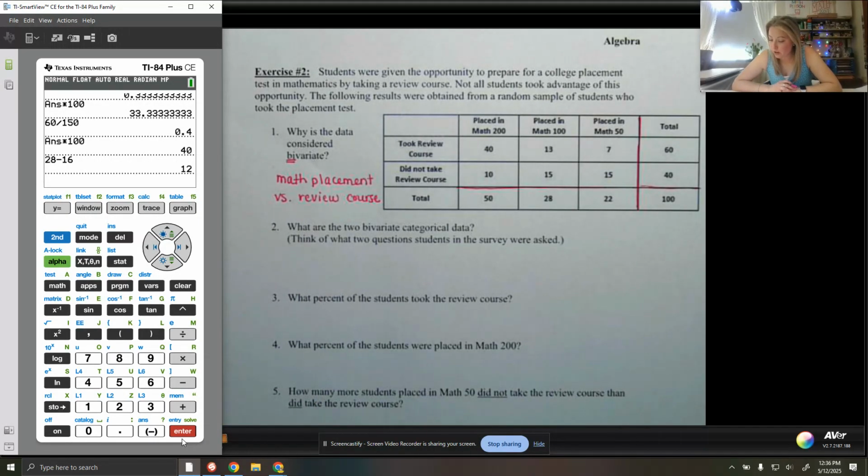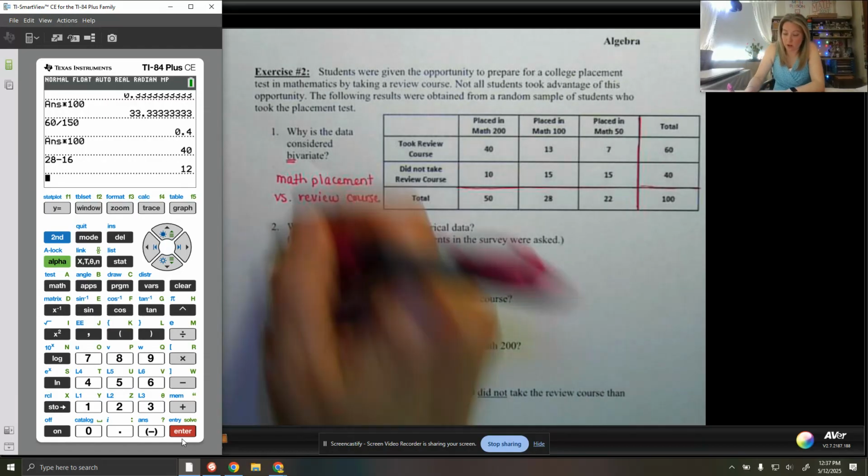So what are the two bivariate categorical data? Oh, I just answered that in number 1. Sorry. Okay, think of the two questions that were asked. Did you take the review course? Yes or no? What math were you placed in at college? So we already answered that right here.